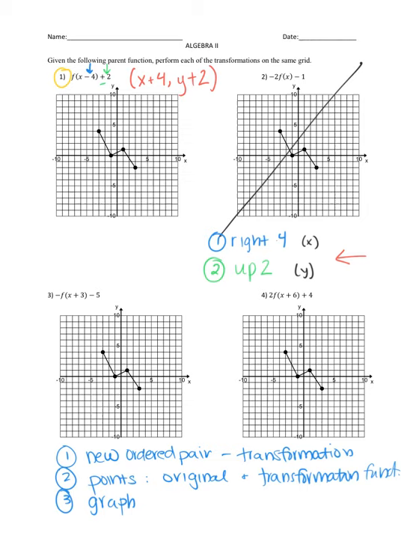Now I am going to go ahead and write my parent function points. They're the same for all 3 that I want you to do, so I'm giving them to you, okay? They were also the same that we did on the packet that time. But then I need to transform my points. So remember, that's another point that you need. So I have my new ordered pair, which is number 1. My transformation rule now, which is going to be number 2.